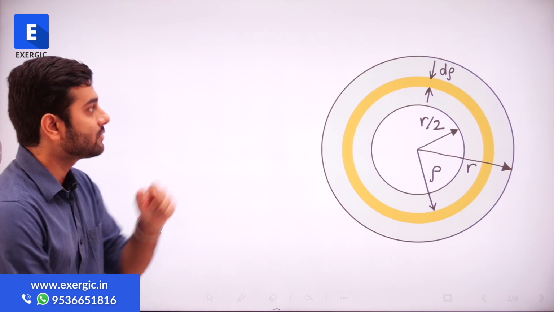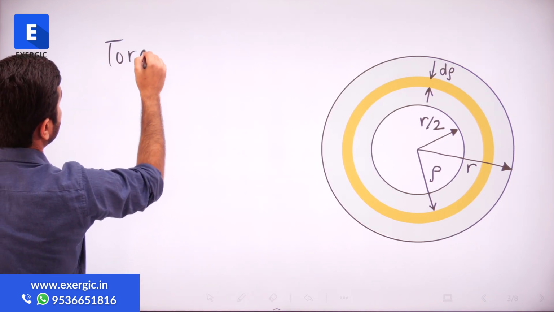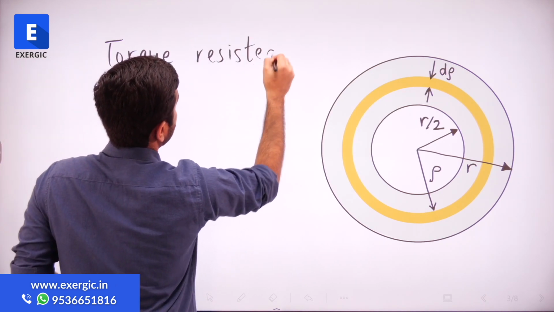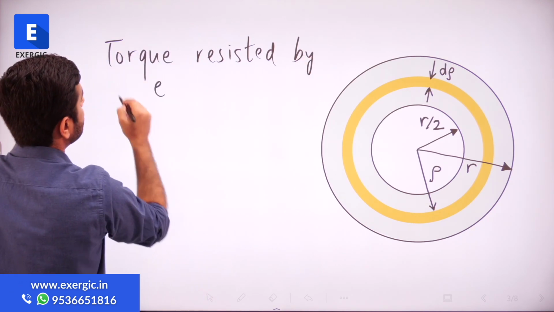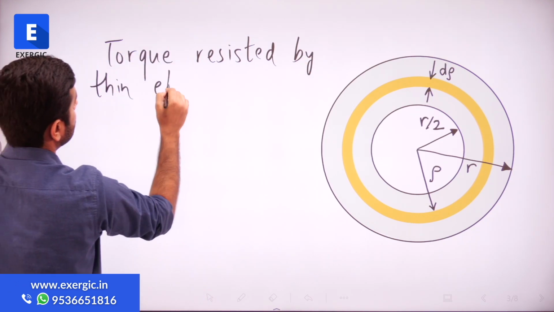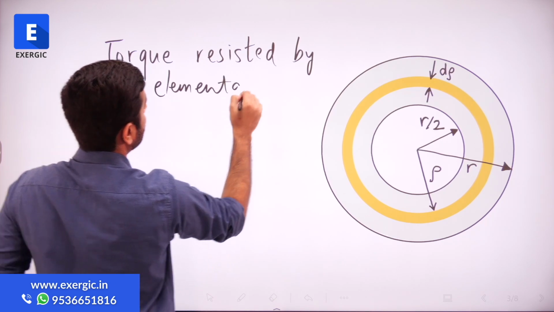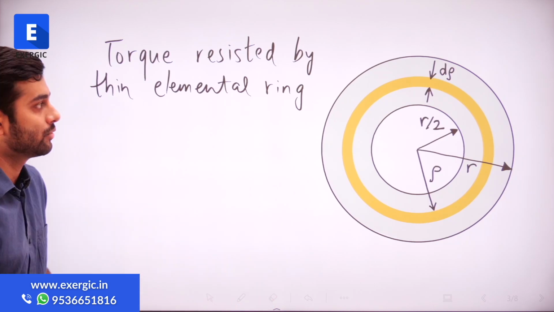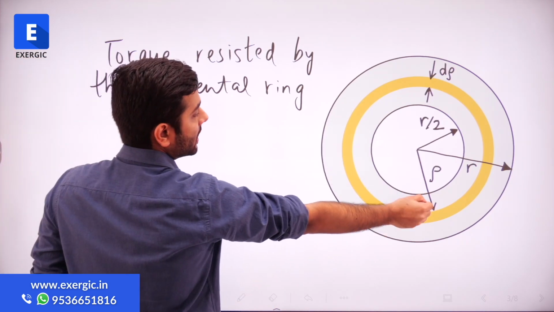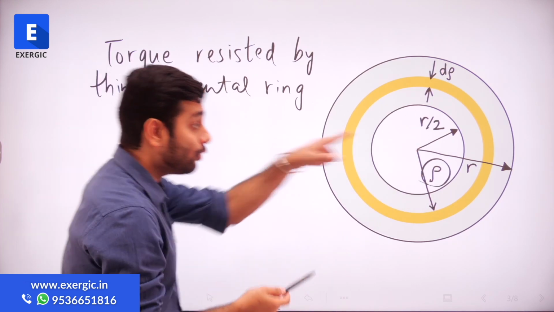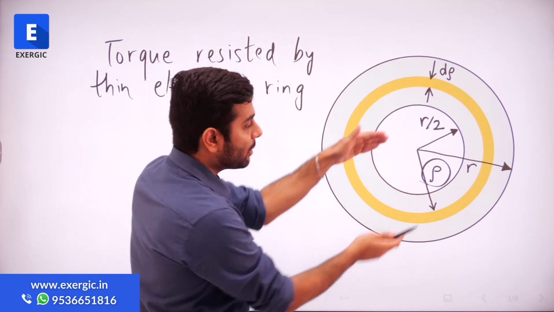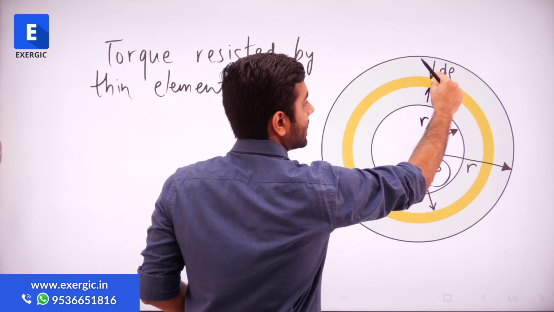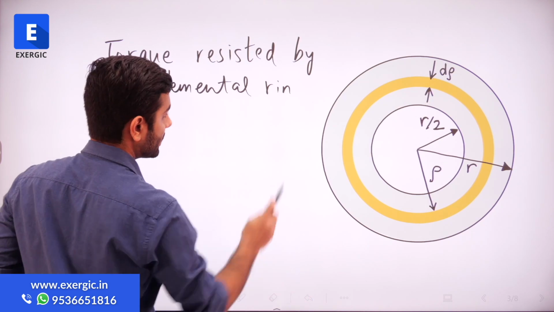So how can I first find out the torque resisted by the thin elemental ring? This one, the highlighted one in the yellow color which I have shown. This ring, as I told you, is situated at a distance of rho. This rho value is a variable. The minimum value of rho is r by 2, the maximum value of rho is r, and this thin ring has a thickness of d rho, right?